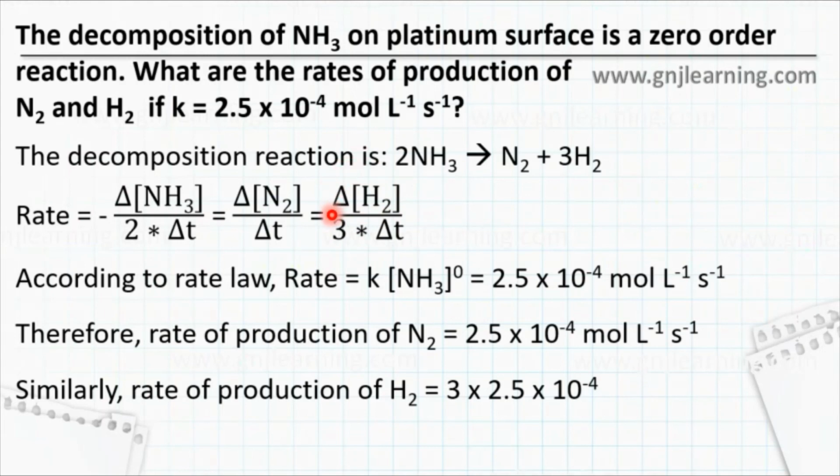That's because according to the equation, rate is 1/3 of the hydrogen production. So if you want to get the real concentration of hydrogen produced, you have to multiply the rate with 3. So that's why we have multiplied here with 3 in order to get the real rate of production of hydrogen, and it is 7.5 into 10 raised to minus 4 mole liter raised to minus 1 second raised to minus 1. So I hope you have understood this session. Thank you.